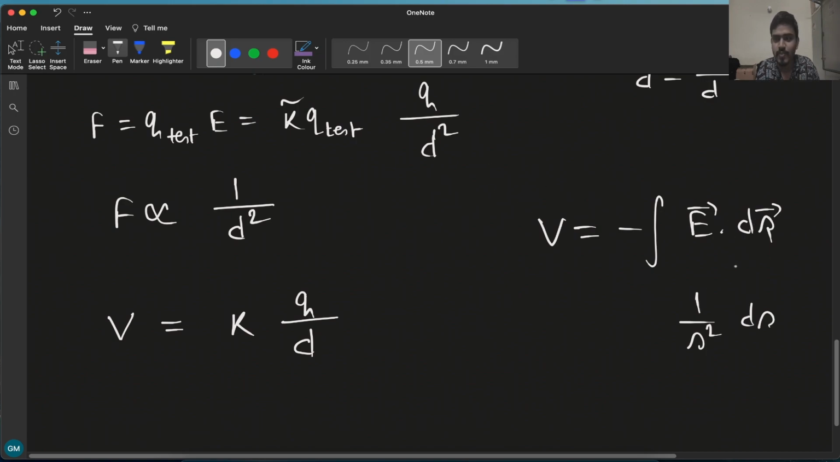I'm not writing d just because there is a d present here that represents the differential. If I write d instead of s, it will be like dd, and I don't want to write that. So if I do the integration, it will be proportional to 1 by s, and that I am writing as d. s is d basically.